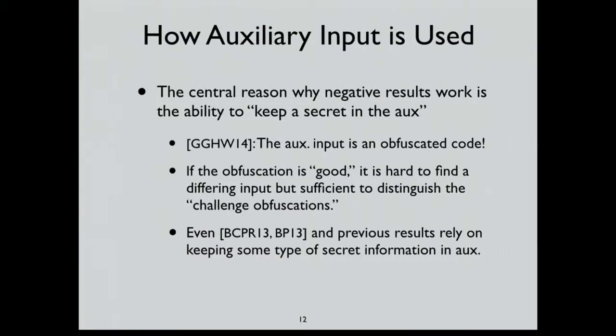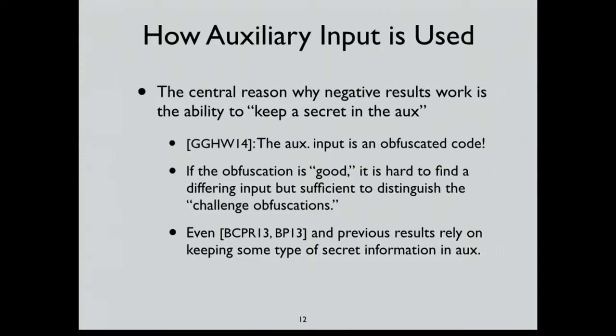Okay? And if you look at all these negative results, really all of them work by keeping some kind of secret in auxiliary information. In particular, the work that was very relevant to our work, in this work, auxiliary information is just an obfuscated code, such that if I give you the code, it is not possible for you to extract a differing input to the programs. However, it is enough for you to distinguish. Okay? And even if you look at all the previous results in this direction, like Boyle and Pass and Bitansky et al., they all work by keeping some kind of secret information in the obfuscated code. So that is the first thing I want to rule out.